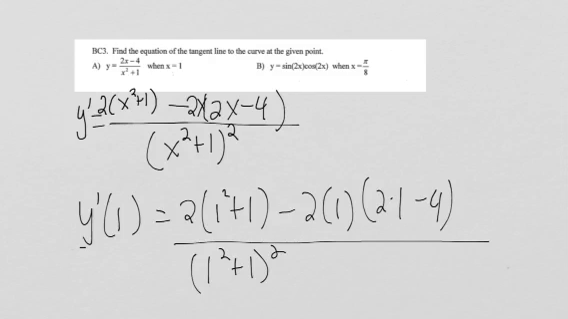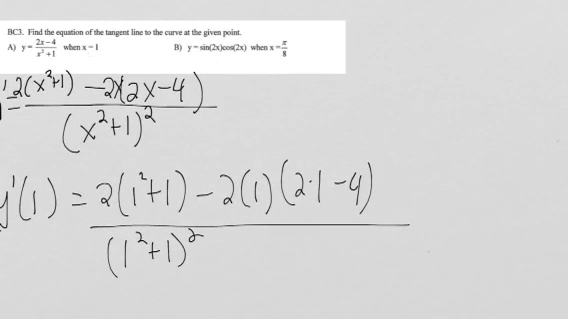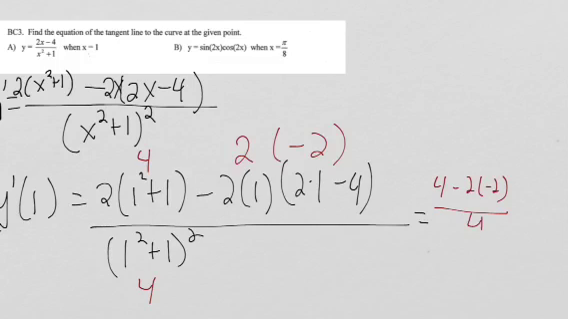So all I did was plug in 1 once I found my derivative using the quotient rule. And now I'm just going to simplify. So 1 squared plus 1 is 2. So 2 times 2 is 4. Then we have 2 times negative 2. And then on the bottom we're going to have 4. So this is equal to 4 minus 2 times negative 2 over 4.